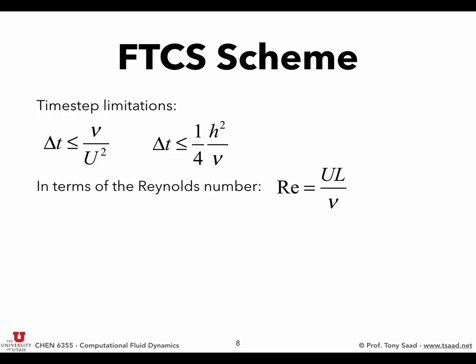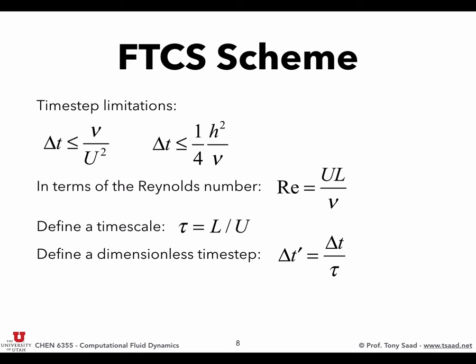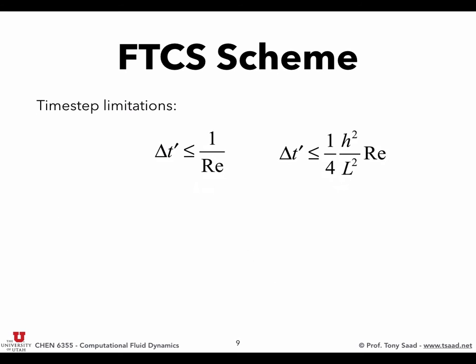So I need a length scale L, and I'm going to introduce a time scale, tau, in seconds. That's L over u, meters over meters per second, so it's in seconds. And then I'm going to define a dimensionless time step, delta t prime, that's delta t over tau, which is delta t times u over L. Once you do the substitution, it turns these two time step limitations into these two: delta t prime less than 1 over Re, and delta t prime less than some coefficient times the Reynolds number. Now, this is a problem. Why?